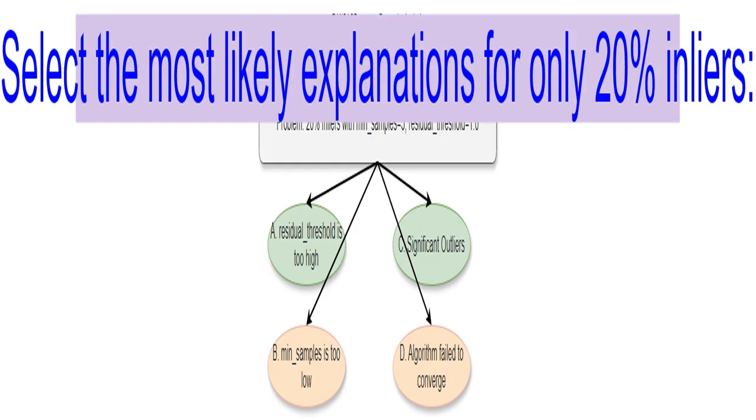Based on my analysis, the most likely explanations are a too high residual_threshold and the presence of many outliers in the dataset. Both factors could contribute to the low percentage of inliers detected by RANSACRegressor.